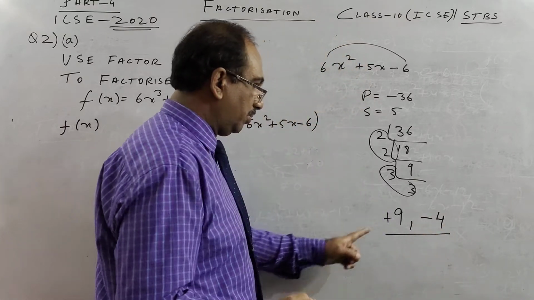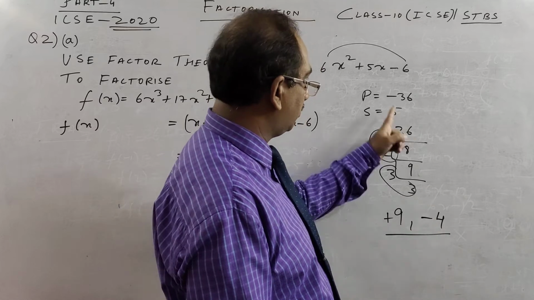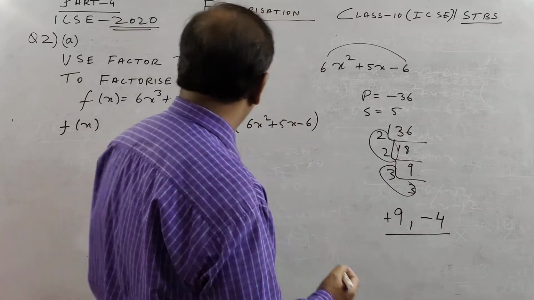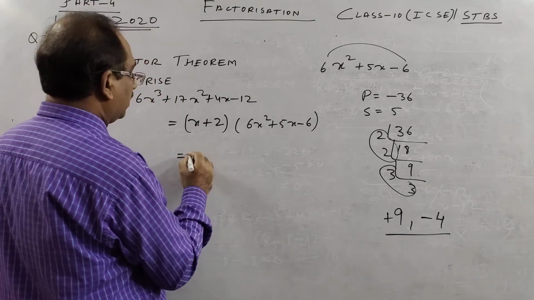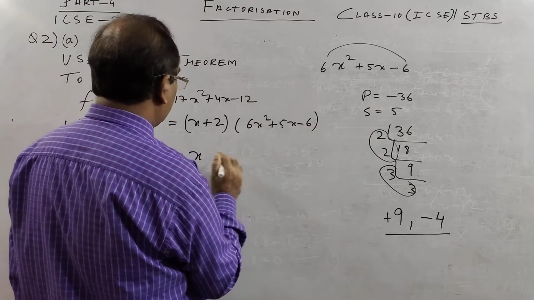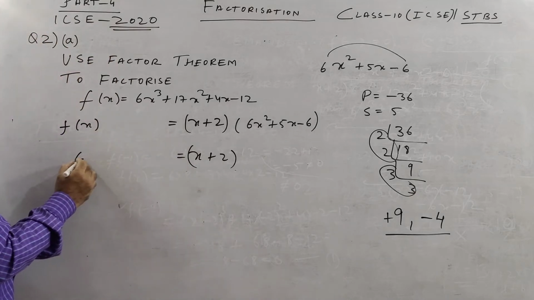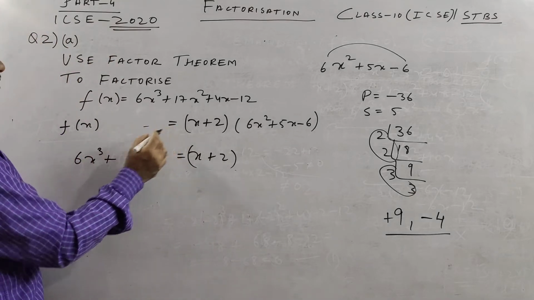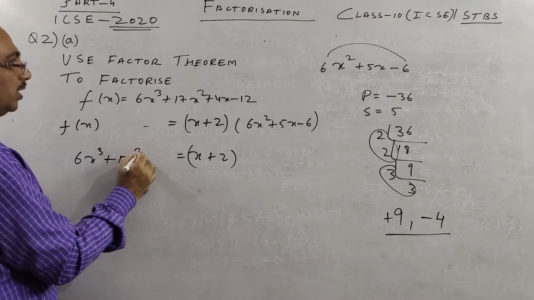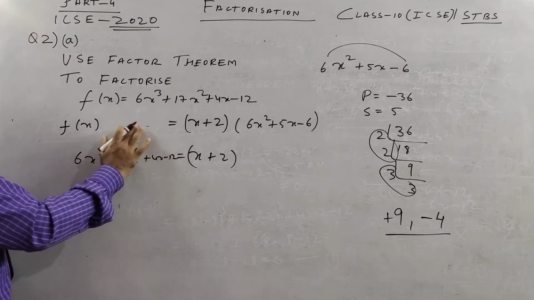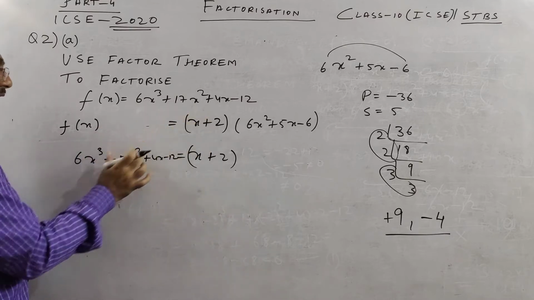So see these two numbers, 9 into minus 4 is minus 36, and 9 minus 4 is plus 5. So it becomes easier. You can do it separately or here. But what is most important, which I'll tell you, is that f(x) is this. Here I'm just showing you, I write the full cubic expression. So f(x) is this, you can write this.